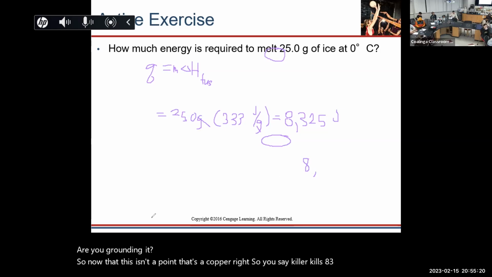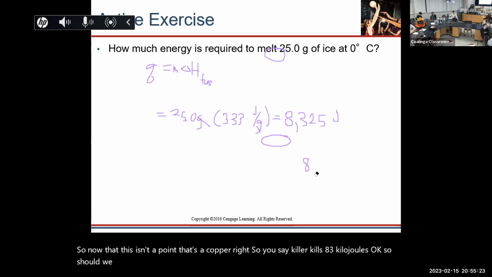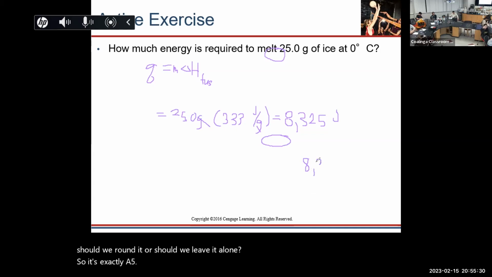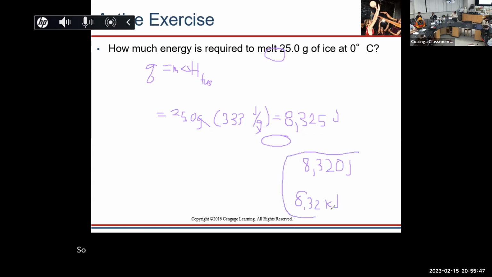Okay. So should we round it or should we leave it alone? So it's exactly a 5. So then it should be 8.320. Or you said 8.32. So both of those would be correct. Yeah. Okay. Questions?